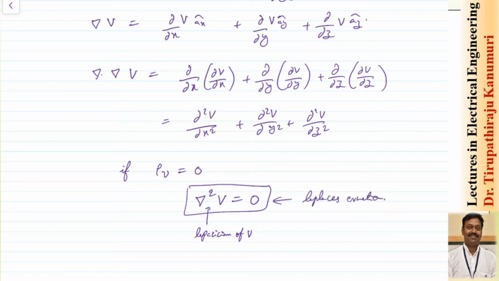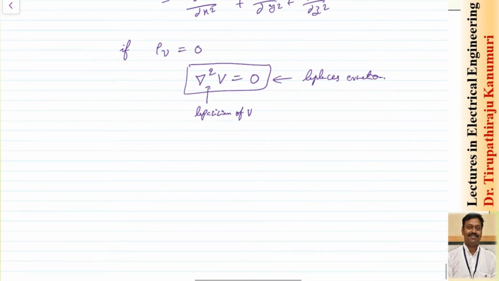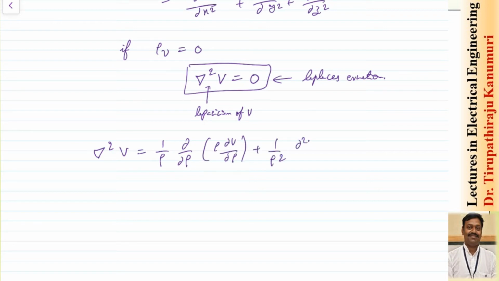That means Laplace's equation is nothing but Poisson's equation where the value of volume charge density is equal to 0. Similarly, I can calculate del square of V for other coordinates. This will be equal to 1 by rho into dou by dou rho of rho into dou V by dou rho, plus 1 by rho square into dou square V by dou phi square, plus dou square V by dou z square. This is in the cylindrical coordinate system.